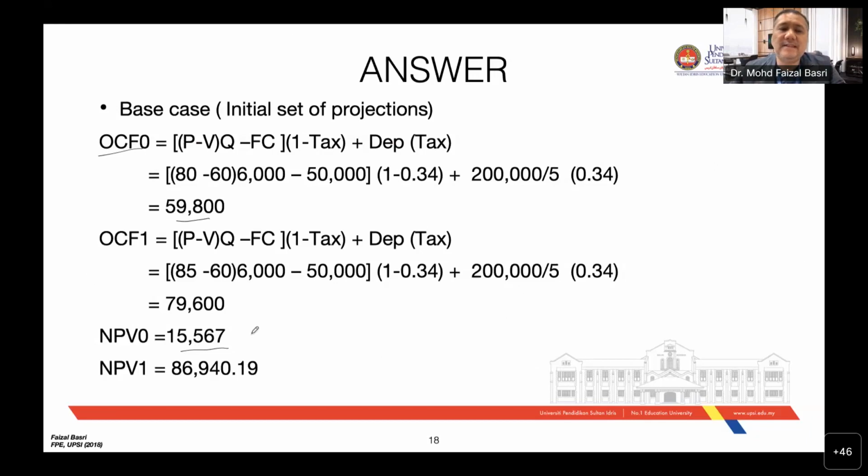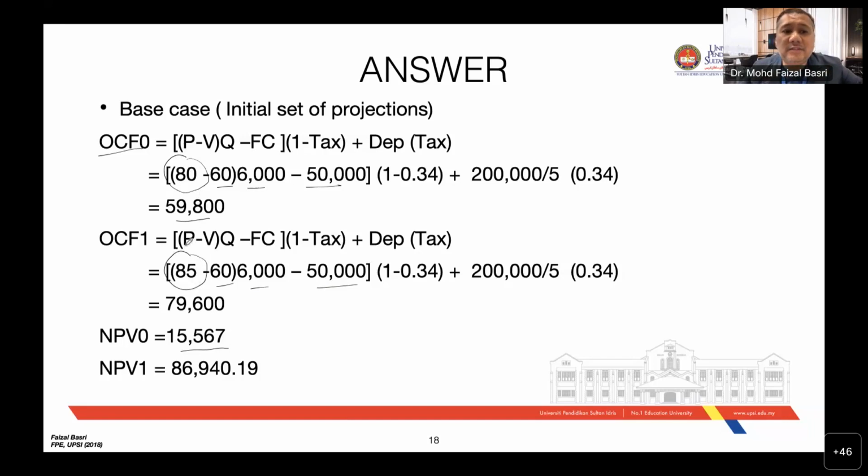Okay, and to find the new expected OCF, again, as you notice, the variable costs, the quantity, and also the fixed costs remain the same. These three pieces of information remain constant. The only thing that we change is the price from 80 ringgit, and we estimate, again, you can use higher or lower bound, up to you.